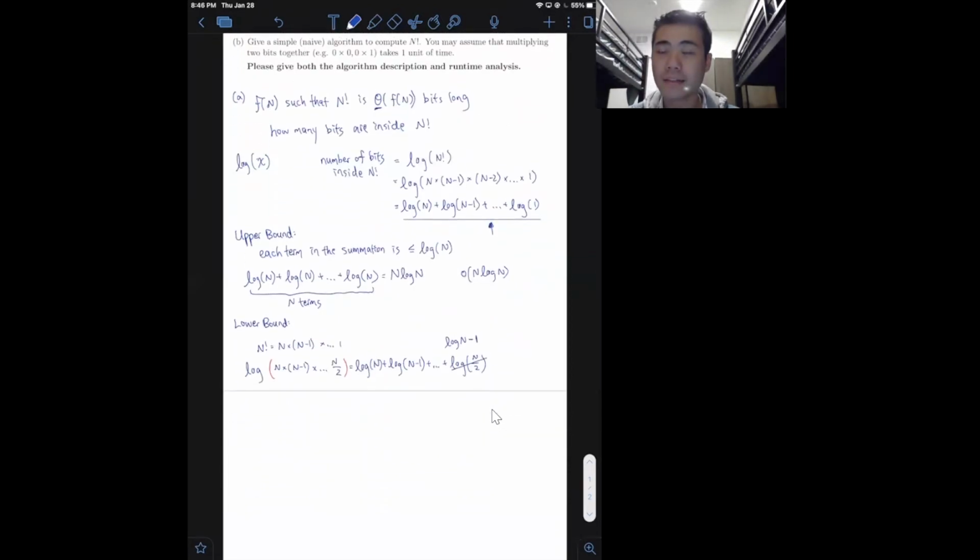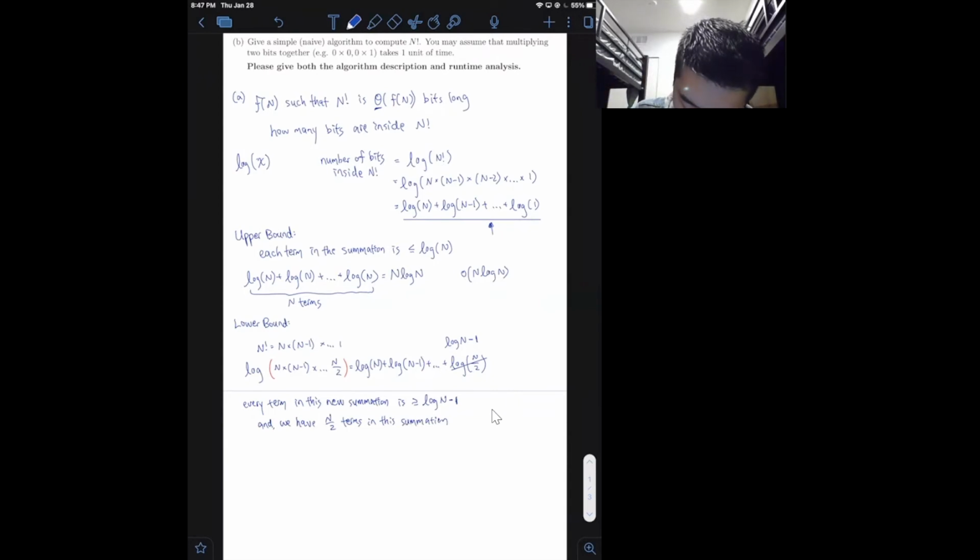So now we see that every single term in this new summation is greater than or equal to log n minus 1. And we have n over 2 terms in the summation. Why is that? Because we're multiplying n minus 1 all the way down to n over 2, so there are n over 2 terms in the summation.